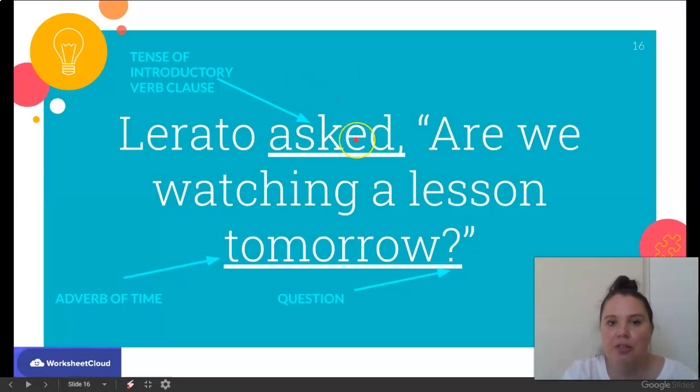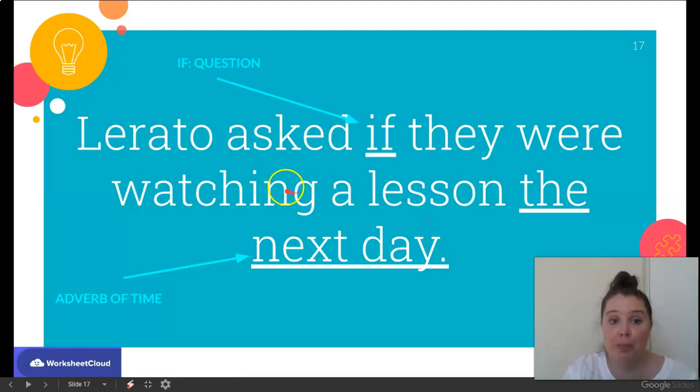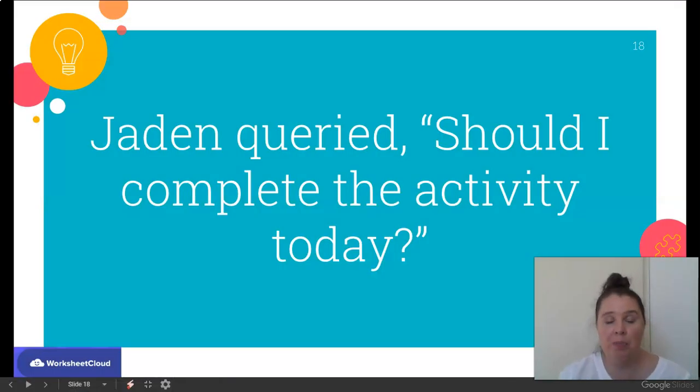So the tense of our introductory verb clause is past. Also notice there is now an adverb of time, tomorrow, plus the question. So that already should get you thinking. So, Loratu asked if, not that, if they, remember pronoun changes, not we, they, were watching, past tense, a lesson the next day. So because tomorrow is an adverb of time, it changes to the next day or the following day. Let's look at one more.